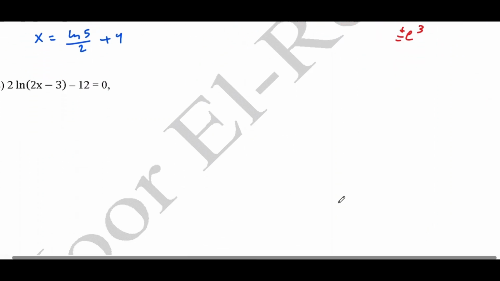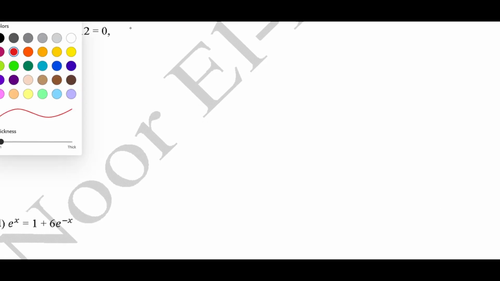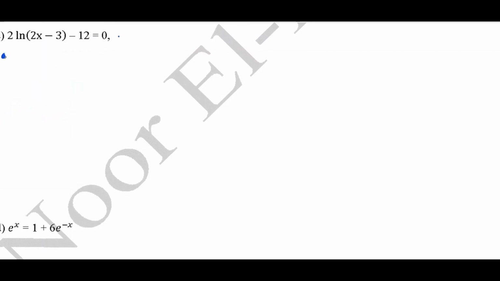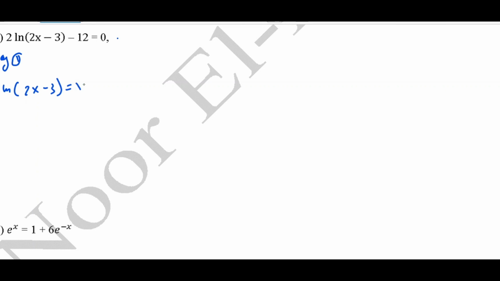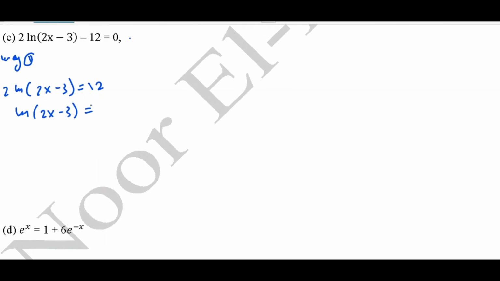Let's move to part C. Also, part C can be solved in two ways. Way 1. I'm going to move negative 12 to the other side. 2 ln(2x minus 3) equals 12. Then divided by 2, ln(2x minus 3) equals 6.